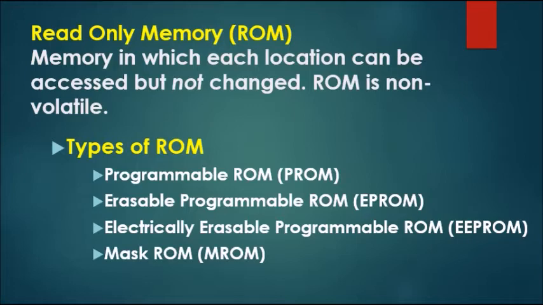Second, erasable programmable ROM, that is EPROM, where the data on this non-volatile memory chip can be erased by exposing it to high intensity UV light. Third, electrically erasable programmable ROM, that is EEPROM. Here the data on this non-volatile memory chip can be electrically erased using field electron emissions. And last, MROM, that is mask ROM, in which the data is written during the manufacturing of the memory chip.